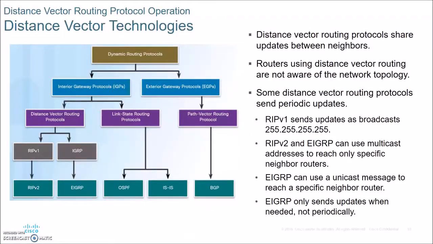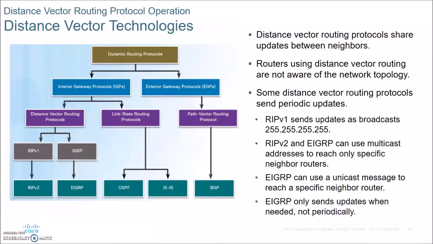Okay, some distance vector routing protocols send periodic updates. That means every maybe 30 seconds, I will send you my entire routing table. Every 30 seconds, I will send you the routing table again. So it's periodic. Okay, so for example, RIP version 1 and RIP version 2, they send periodic updates.